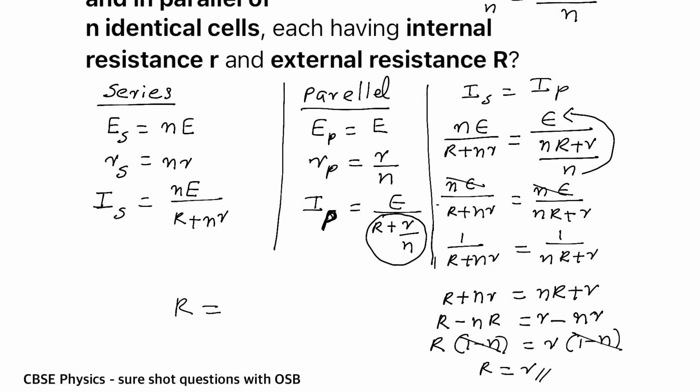So what is the condition for current to be the same? Capital R is equal to small r. Hope all of you understand. Standard question, very, very important question. Check it properly.